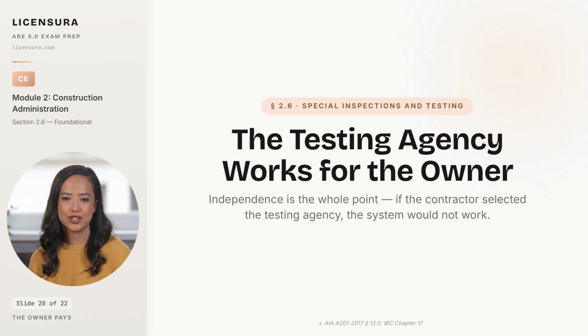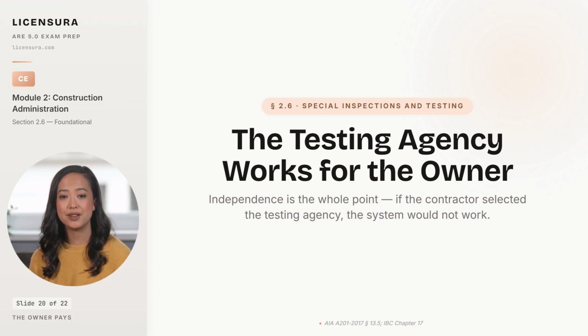Most architects answer the special inspection question wrong on the first try because the intuition is wrong. The intuition says the contractor builds the work and the contractor should arrange the testing of the work. The contract says the opposite. Per AIA A201, Section 13.5, the owner, not the contractor, selects, employs, and typically pays for the independent testing agency that performs special inspections on the project.